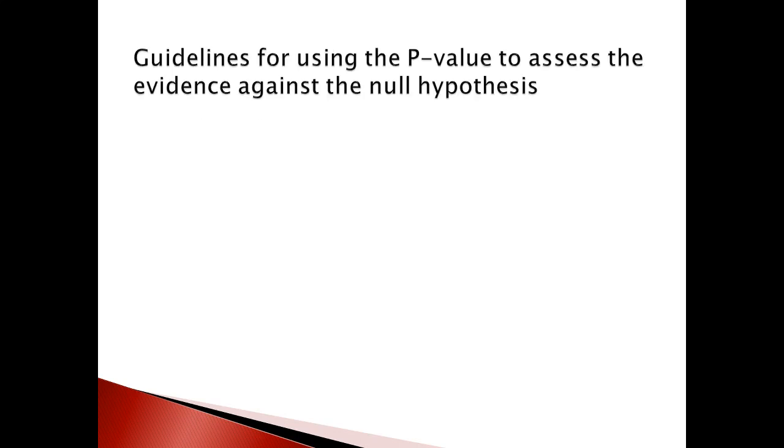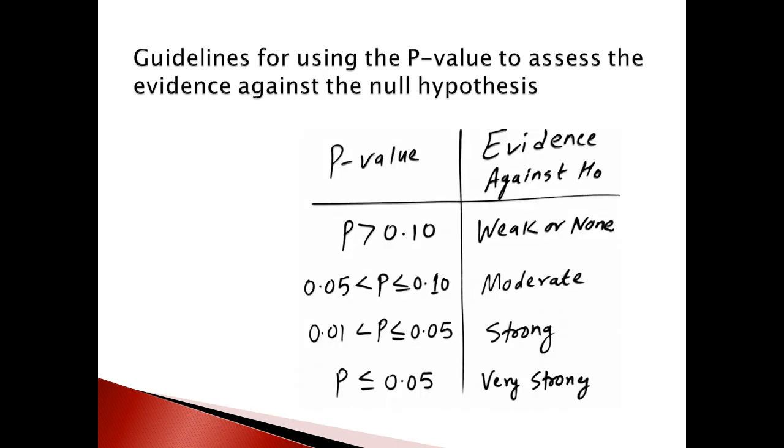Okay, now these are the normal guidelines to use for the p-value. If p-value is greater than 0.1, then we have weak or no evidence against the null hypothesis. If it lies between 0.05 and 0.1, then we have moderate evidence against H naught. If it lies between 0.01 and 0.05, then we have strong evidence against H naught. And if p is less than or equal to 0.01, then we have very strong evidence against the null hypothesis. So let's see an example.